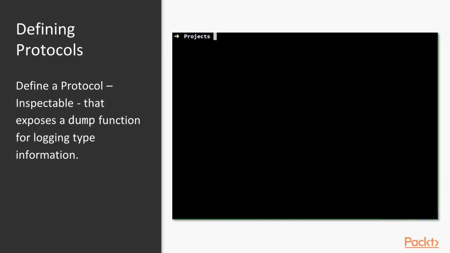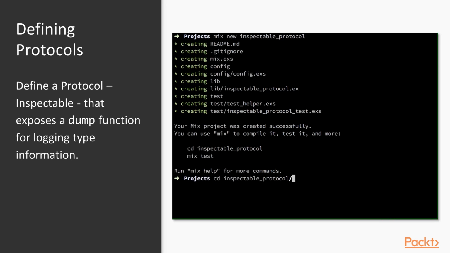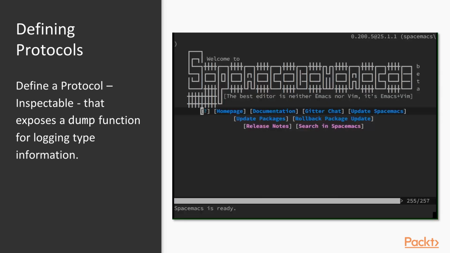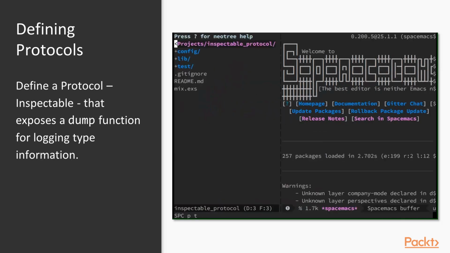Let's start by creating a new Elixir project to hold our protocol implementation, and call it inspectable_protocol. Let's edit the code and create our own protocol there. We'll start by creating a new file called inspectable.ex, which will hold the protocol definition.